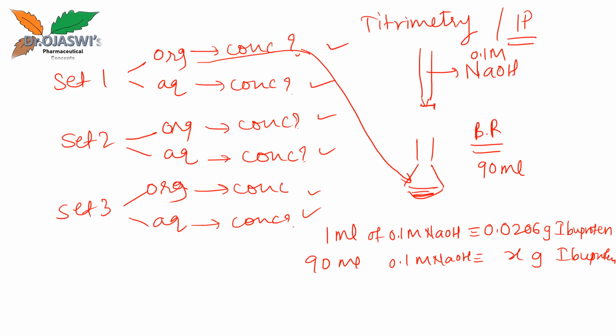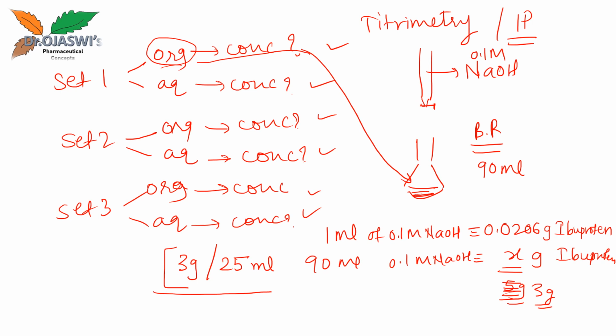Now, for example, I will just take some random amount, I have not calculated it. Suppose it is coming out to be 5 grams, or I think approximately 3 grams. So this 3 grams is present in this organic layer, that means it is present in the 25 ml of the organic layer. So this is the concentration which I have got for the organic layer of set 1.